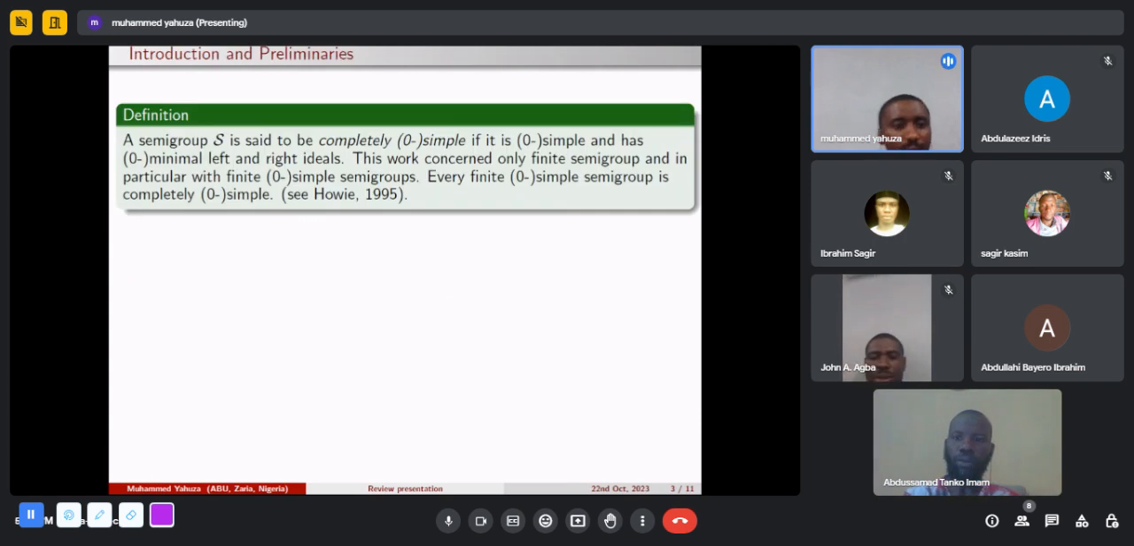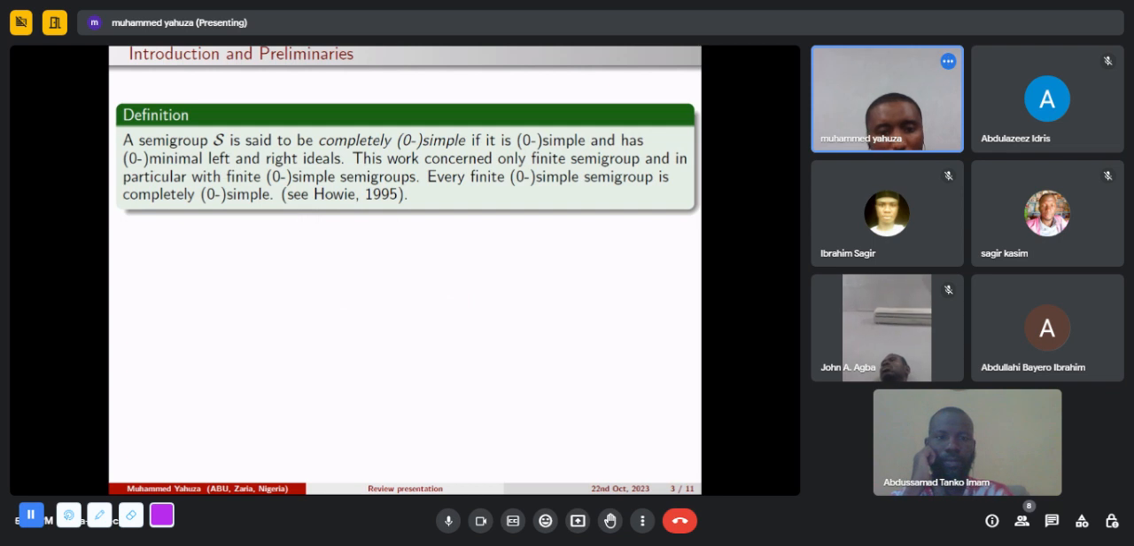Now, definition: a semigroup S is said to be completely zero simple if it is zero simple and has zero minimal left and right ideal. By simple semigroup, we mean a semigroup that does not contain proper ideals. If that semigroup contains zero, then we call it a zero simple semigroup. And if it has zero minimal left and right ideal, then we call it a completely zero simple semigroup.